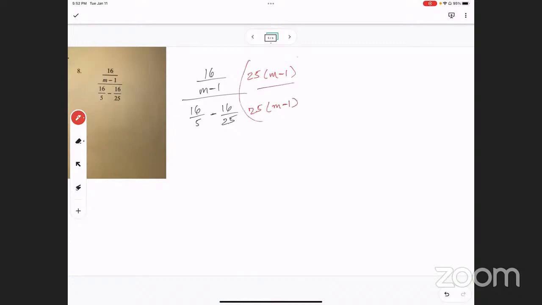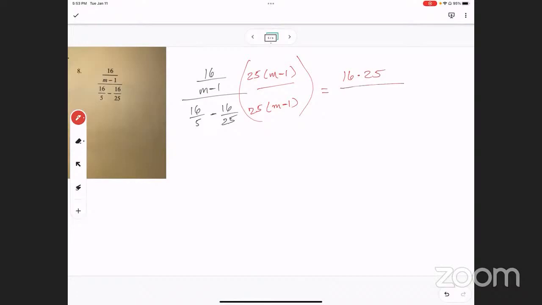So I'm taking this fraction and multiplying it by the number 1 in the form of 25 times (m - 1) over 25 times (m - 1). I don't know if your teacher taught you this. Now what will happen when I multiply this in? What's going to cancel out on the top? The m - 1 cancels out, and you're just going to get 16 times 25 on the top.